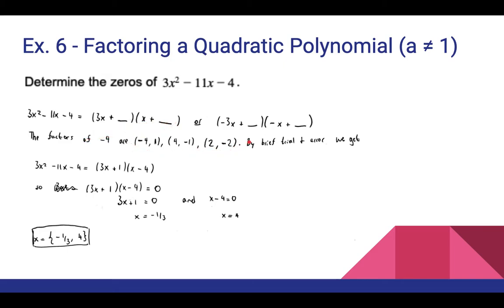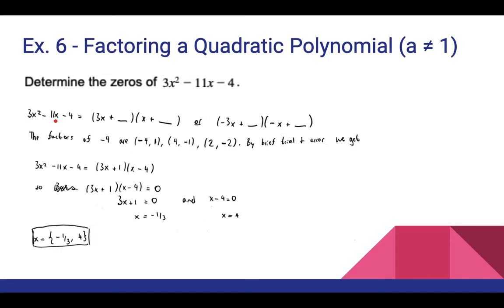So by brief trial and error, we can see that if we have plus 1 right here, so 3x plus 1, and minus 4 right here, so x minus 4, that is going to end up giving us the correct polynomial. So 3x times x is going to give us 3x squared. Plus 1 times negative 4 is going to give us negative 4. And now if we take negative 4 and multiply it by 3, that gives us negative 12. And then x times 1 gives us just x. So we're going to get negative 11x when we add the two common terms together from expansion.